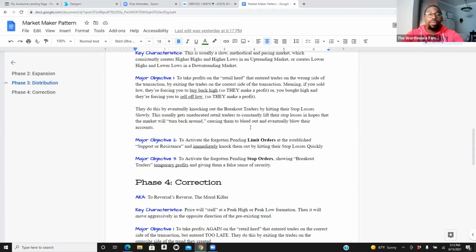And as you saw earlier in the chapter before, the market makers are incentivized. They literally get paid bonuses to blow accounts like yours and mine, okay? That's what they get paid to do. So trust me, they're going to do it efficiently, all right?